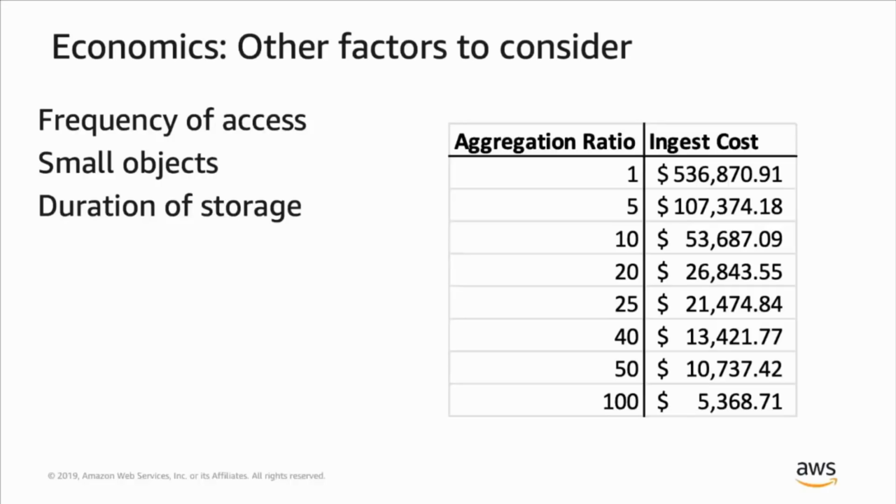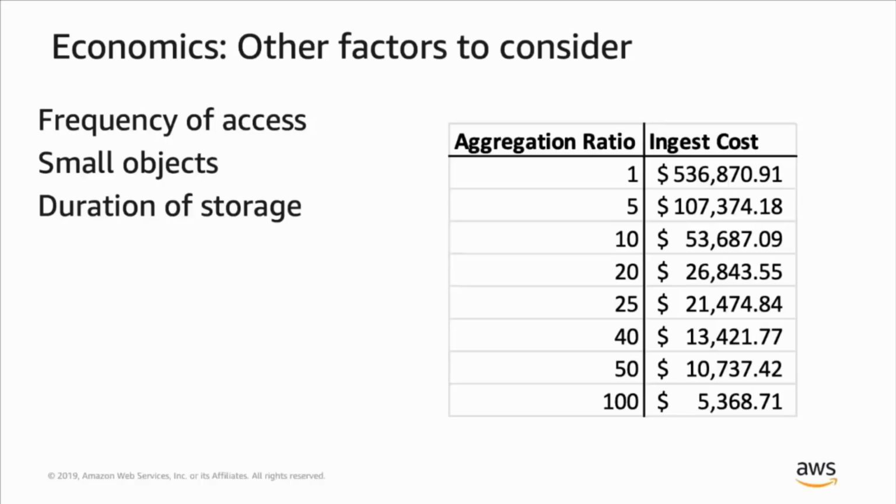And the last piece is the duration of storage. Remember, there is that minimum retention period. It's 180 days for Deep Archive. It's 90 days for Glacier. However, the longer you keep the objects, the more time you have to enjoy the benefit of that ingest price.